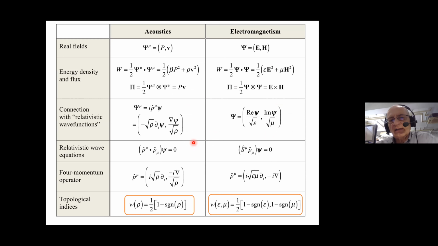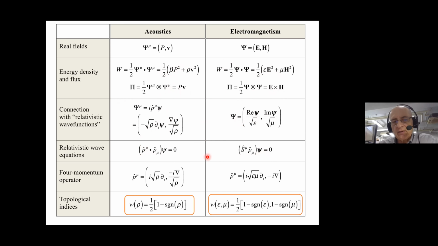We also did the relativistic version of it, where you can have the Dirac-Weyl form, where you can put the electric field and magnetic field represented in a wave function-like representation. The dot product has this form here, epsilon and mu, and you can get the energy density for electromagnetism and for acoustics. As you can see, the forms are very similar, and the flux density, pressure times velocity, and E cross H. There's a connection with the relativistic wave function. This is, of course, like a notation. You can look at the real part, imaginary part, and the relativistic wave equation.